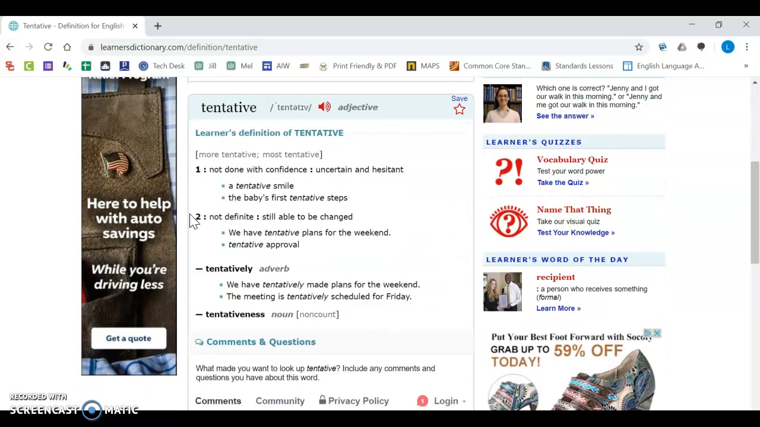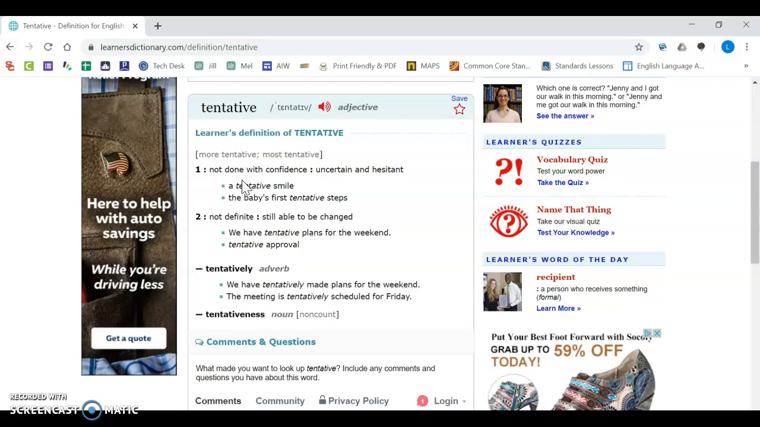So we see here we have two definitions for tentative. Not done with confidence, uncertain and hesitant, or not definite, still able to be changed. And if you really think about that, those two definitions are very similar. If something's uncertain, then it's not definite. It's still able to be changed.